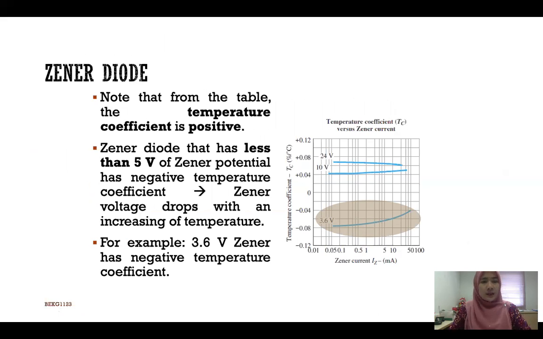So note that from the table, the temperature coefficient is positive. Zener diode that has less than 5 volt of Zener potential has negative temperature coefficient, and this Zener voltage drops with an increasing of temperature.